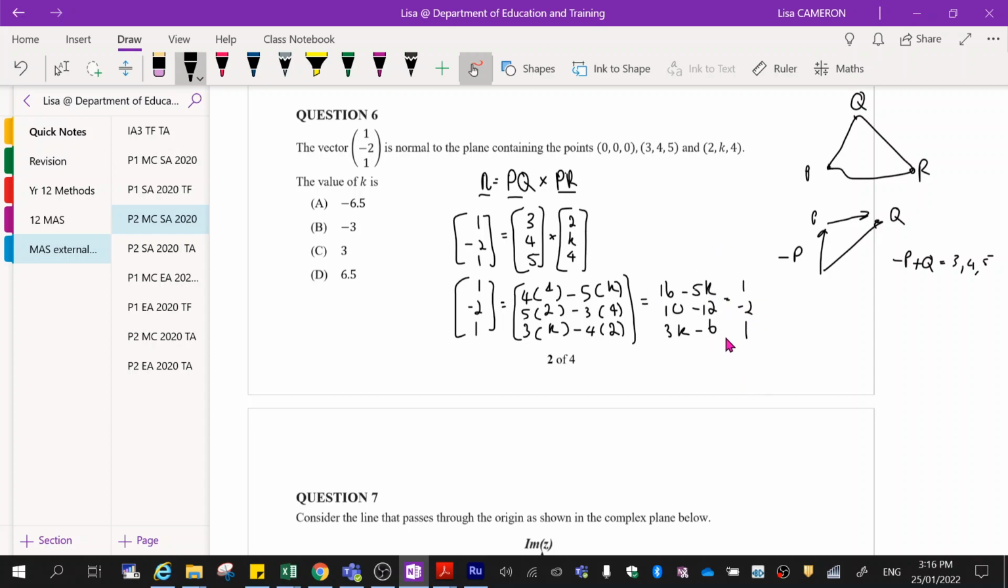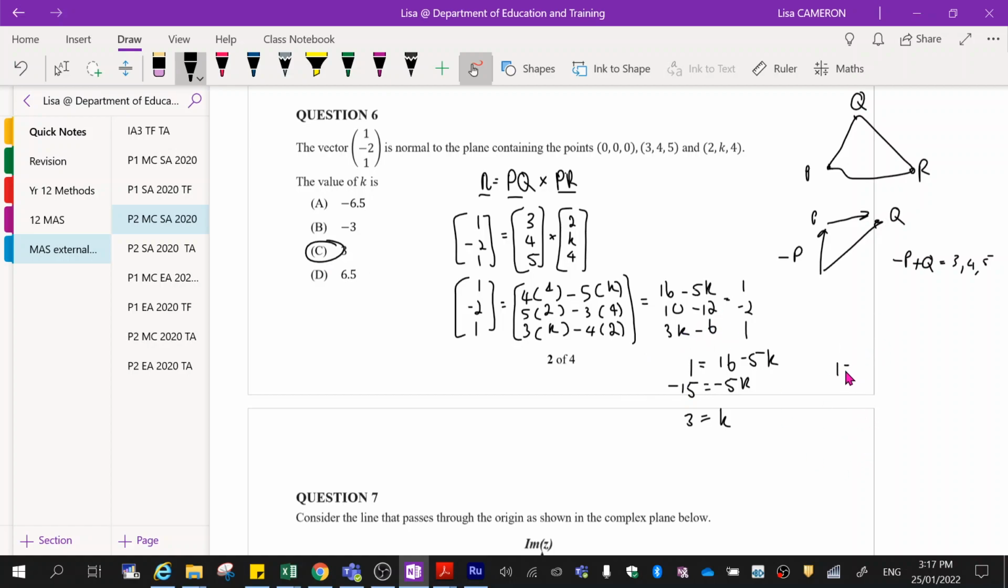So now I'm going to look at each statement individually. 1 is equal to 16 minus 5K. Take the 16 across first. That'll become minus 15 equals minus 5K. Take the minus 5 across. I'll be left with 3 is equal to K. So your answer is C. You could use the other one to check as well.